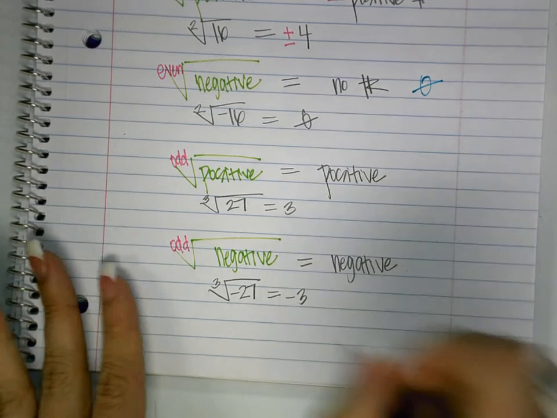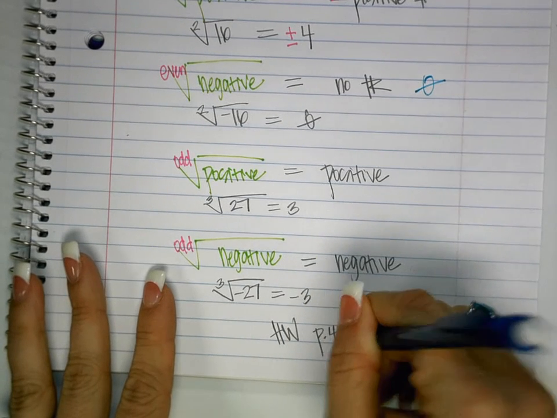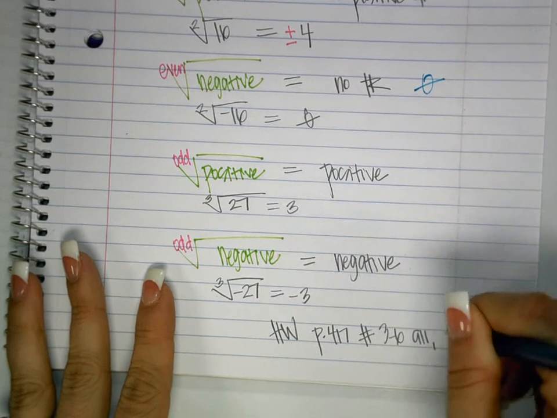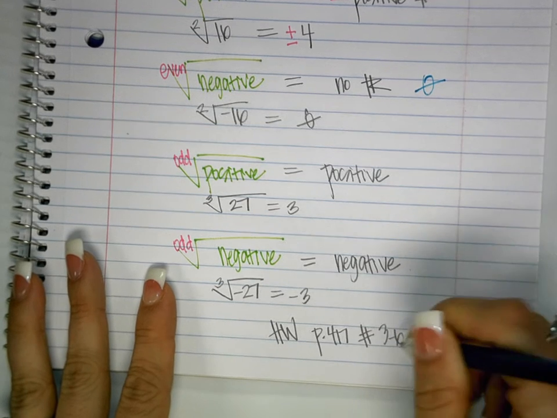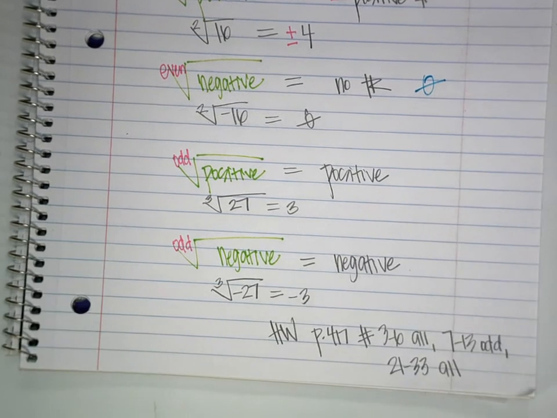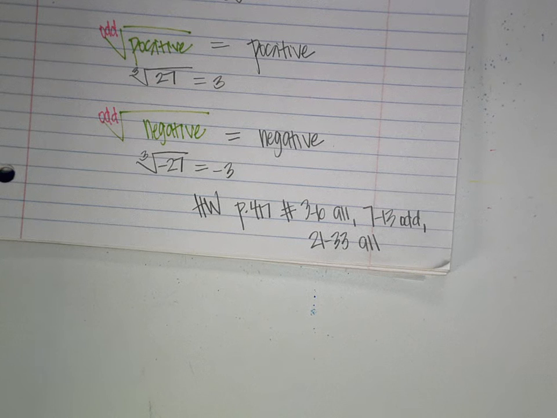Go and write down your homework for me, please. Homework: you're going to be working on page 417, numbers 3 through 6 all, 7 to 13 odd, and 21 to 33 all. I'm going to give you guys some time to work today.